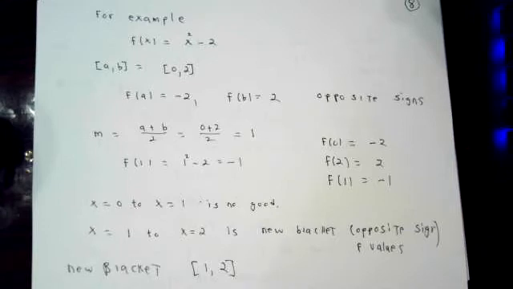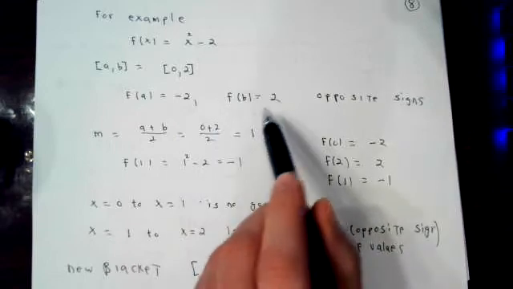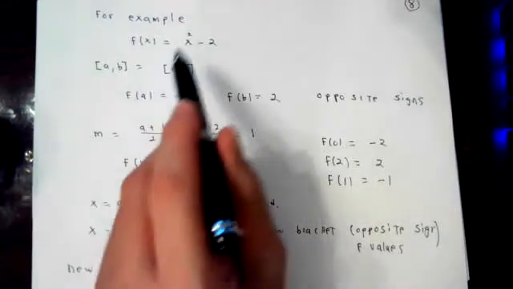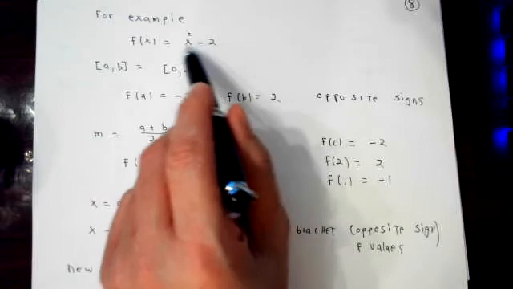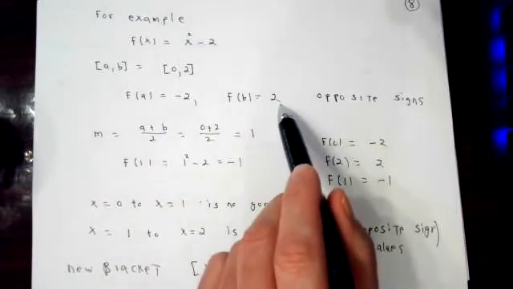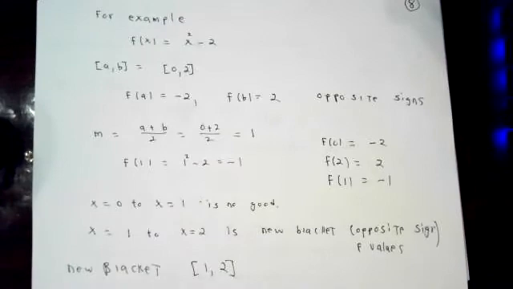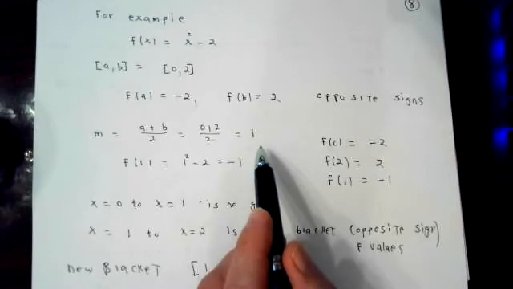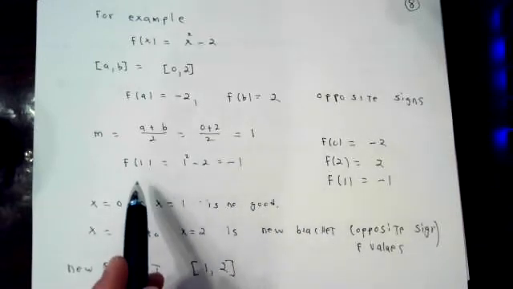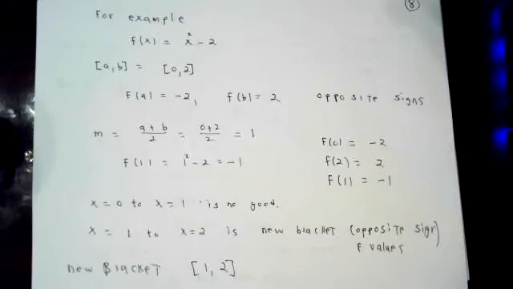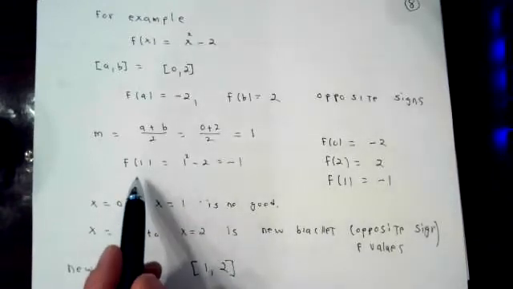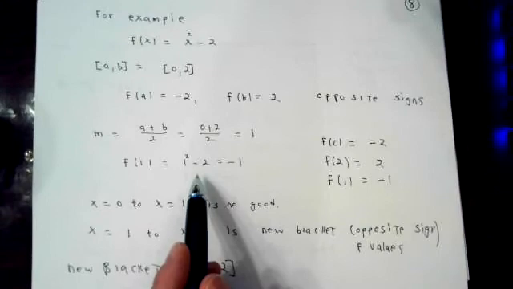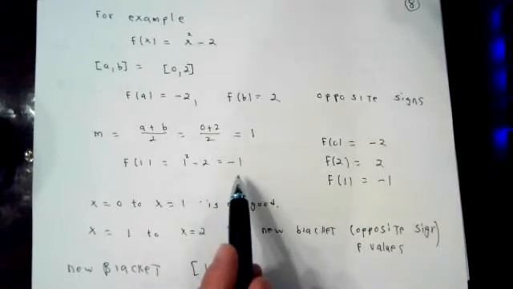f of 0 is negative, and f of b, that would be 2 squared minus 2, 4 minus 2 is 2. f of a and f of b have opposite signs. So radical 2 is definitely somewhere between a and b. Calculate the midpoint, which in this case turns out to be 1. I have to know whether the function value there is positive or negative. f of 1 is 1 squared minus 2, which is negative 1.